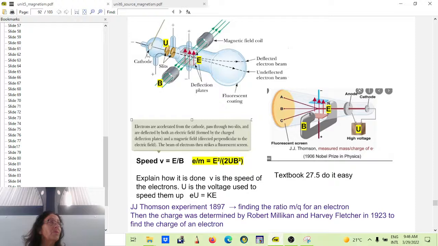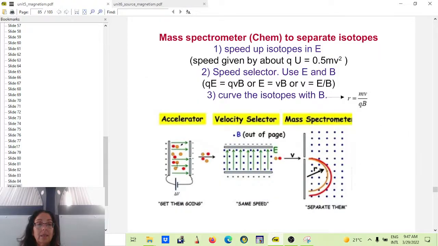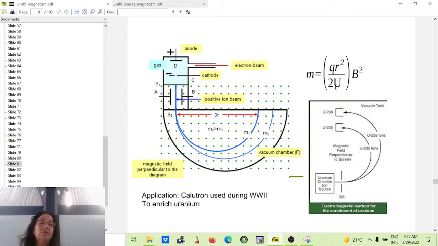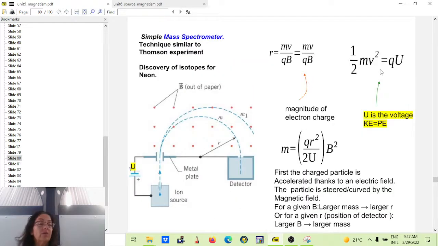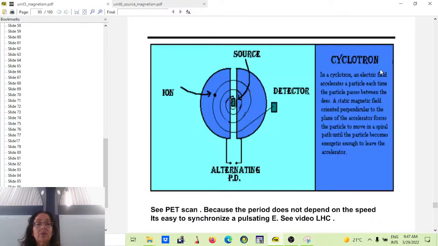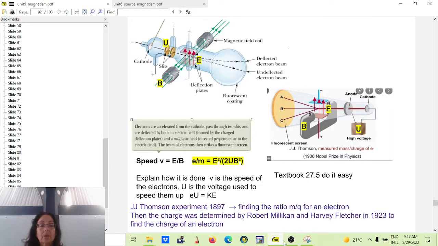CRT meaning cathode ray tube. You have an electron gun that will spit out electrons. Those electrons will be sped up in the first stage, and then they enter a velocity selector, just like I've told you. You have both an electric field and a magnetic field, so they will be in equilibrium between the two forces, like I've shown you. So you have this relationship, speed equals E over B. Then you use the other equation, the speed equation. I can actually go back here: 1/2 mv² equals qU, the kinetic energy equals the potential energy. And you plug that in, you understand?